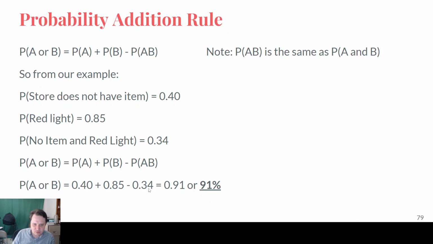We add them together, subtract the overlap of both of them happening, and that arrives us at our answer of 91%. I know that's a little confusing. Hopefully I've done a good job explaining it.